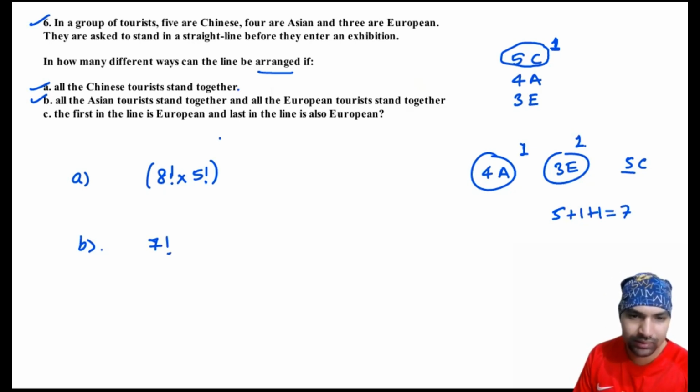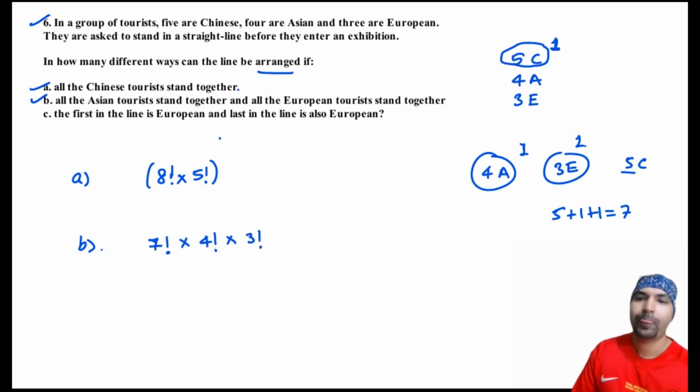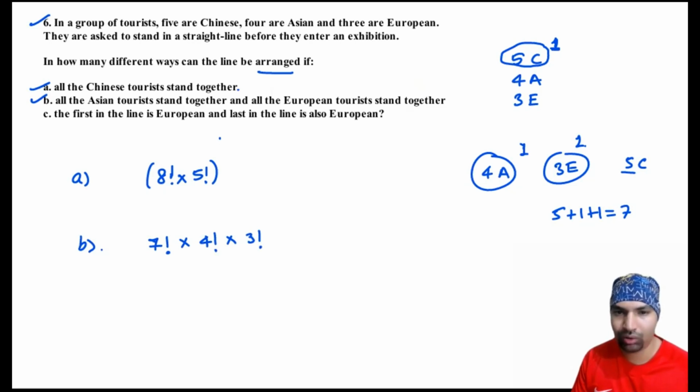So they can be arranged in 7 factorial ways, multiplied by 4 Asians can themselves be arranged in 4 factorial ways, multiplied by 3 Europeans can themselves be arranged in 3 factorial ways. Getting it? So they have said here Asian tourists stand together and all the European tourists stand together. So this is one group, and all the 5 Chinese people are different, isn't it? That's what we have discussed.